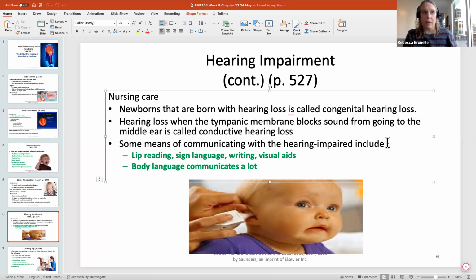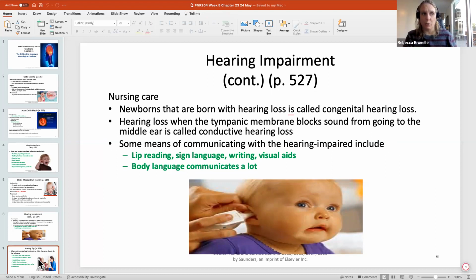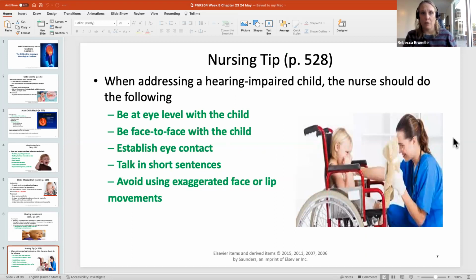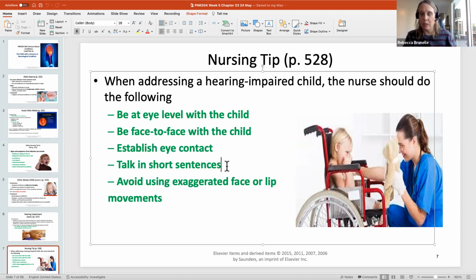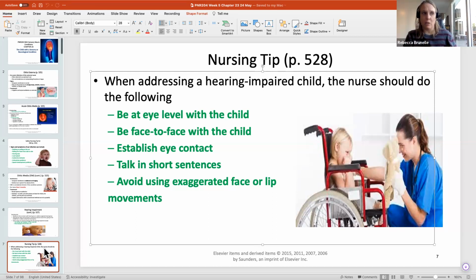And if you're working with a hearing impaired child, it's really important that you get down at their level, you speak to them in clear sentences, and you do your best to communicate with them. So this is a good picture of how you would approach a hearing impaired child. The nurse is at eye level, face to face with the child. You want to speak in short sentences, and you don't want to use exaggerated movements with your face or lips, because that can make it harder for them to lip read. You just want calm, cool, short sentences right at their eye level so that they can see you.